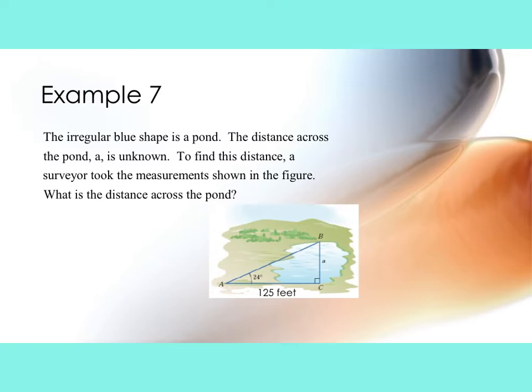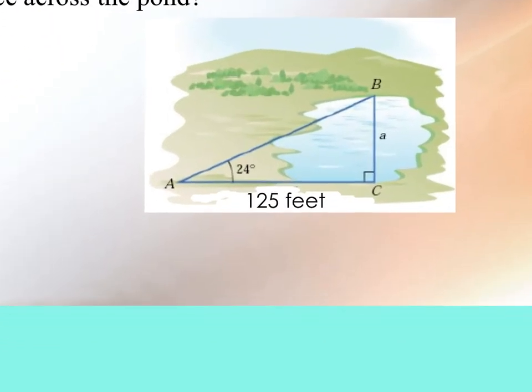So some of them will give you a picture. This one says the irregular blue shape is a pond. The distance across the pond, A, is unknown. Find this distance. A surveyor took the measurements shown in the picture. What's the distance across the pond? So I'm trying to find A, distance across the pond, and I have 24 and 125 feet. So what trig function do I need to use?